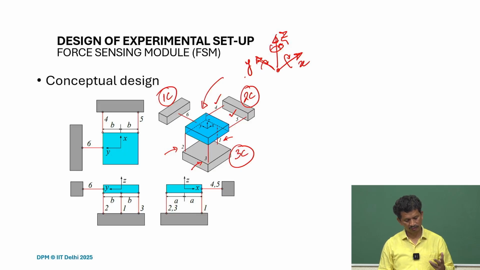So 3 plus 2, 5 gone. What is left is the translation along y direction. So if we put this sixth one, it will constrain the y translation as well. So now all the 6 DOF are constrained, fully constrained. So it's exactly constrained.